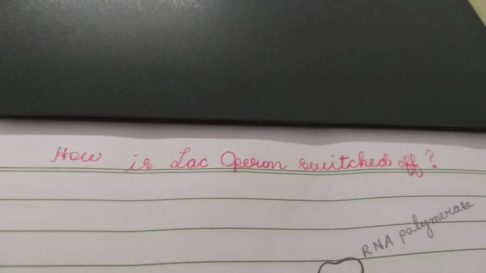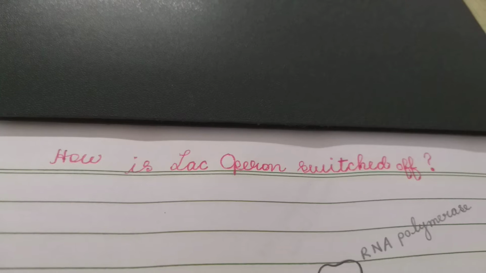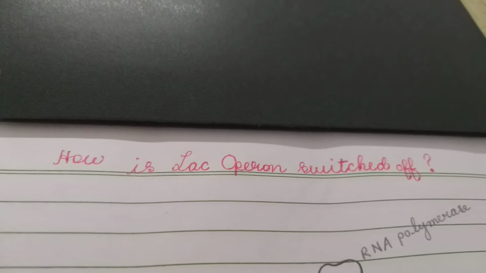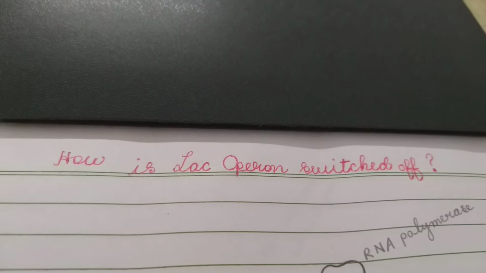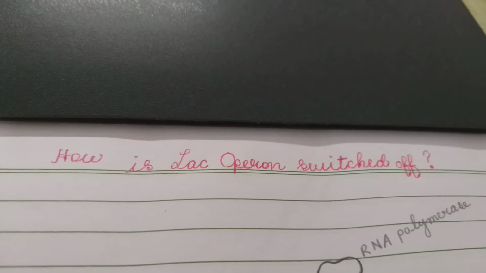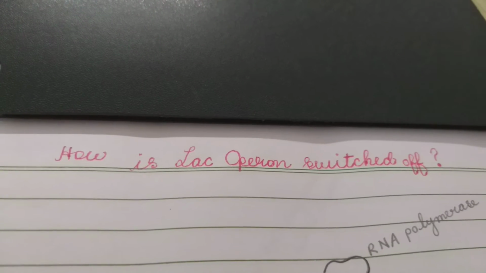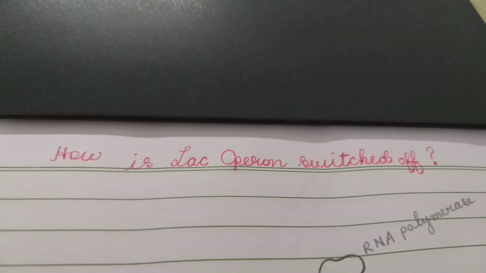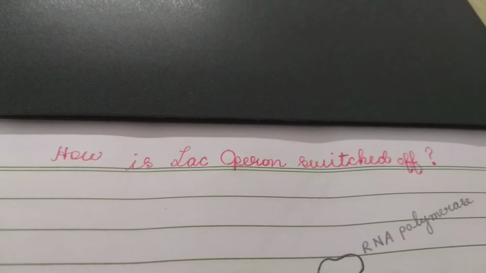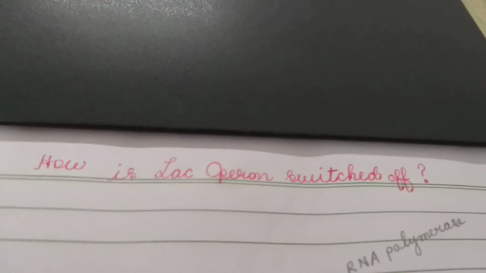So this kind of operon is called inducible operon because lactose is an inducer. And switching off and switching on depends on presence or absence of inducer. So please remember, lactose is an inducer. Lac operon is an inducible operon. Now let us learn how lac operon is switched off.